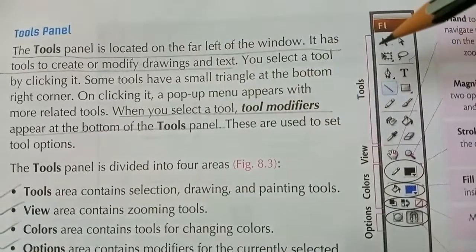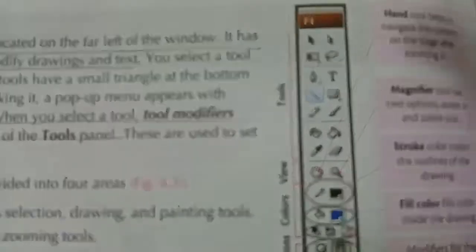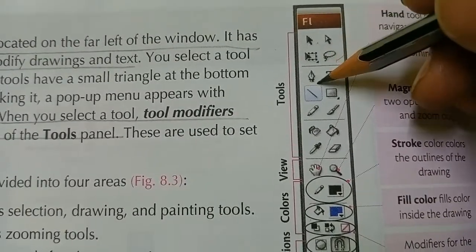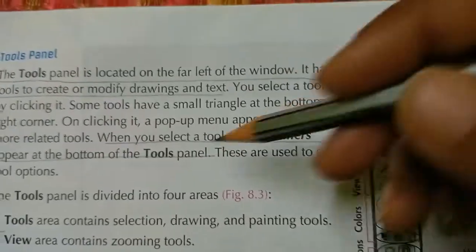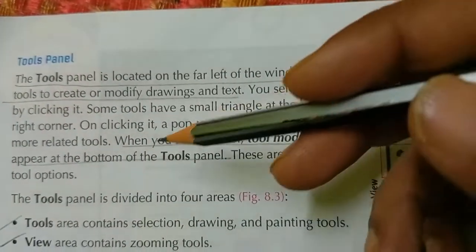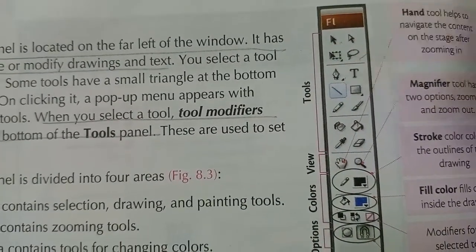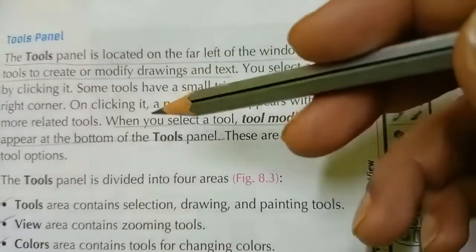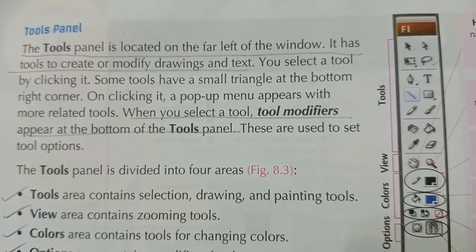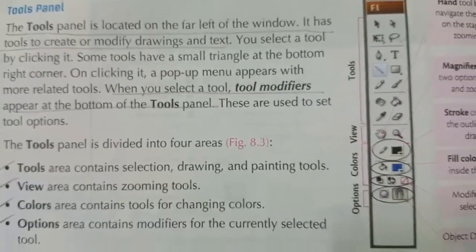Some tools have a small triangle at the bottom or right corner. You can see some tools have this triangle corner. On clicking it, a pop-up menu appears with more related tools. That means when you click this small black triangle, more options will come. When you select a tool, tool modifiers appear at the bottom of the tools panel. These are used to set tool options.